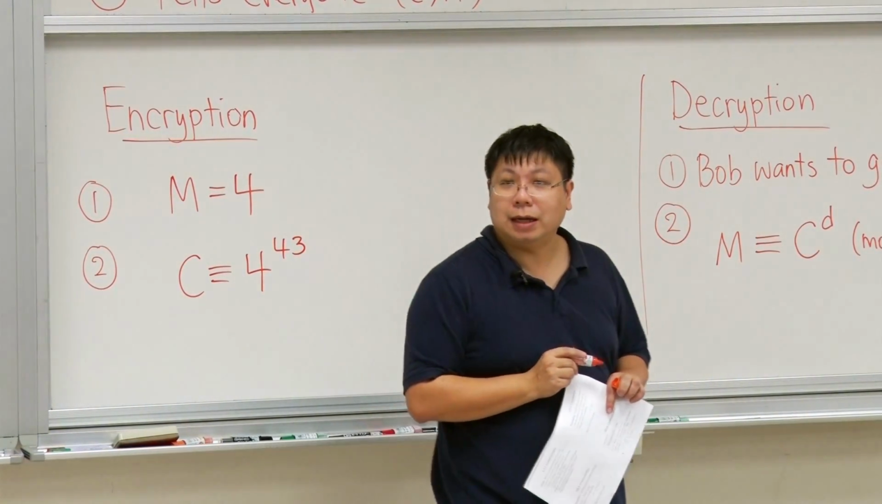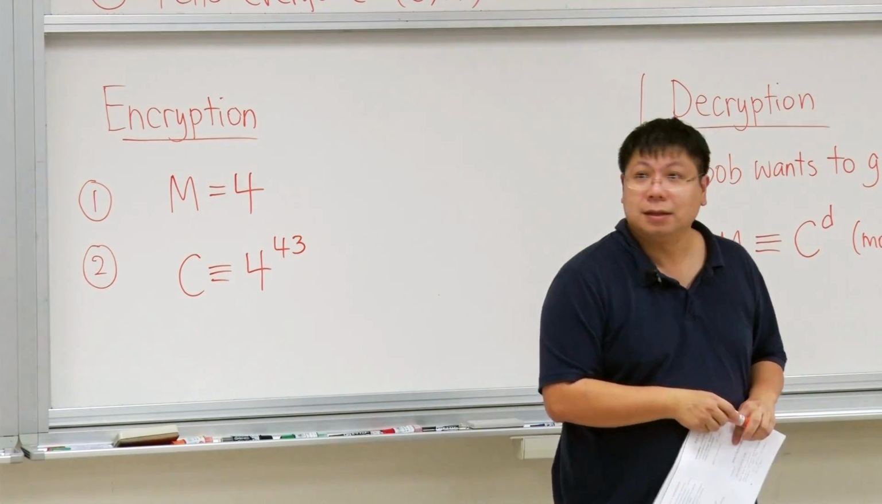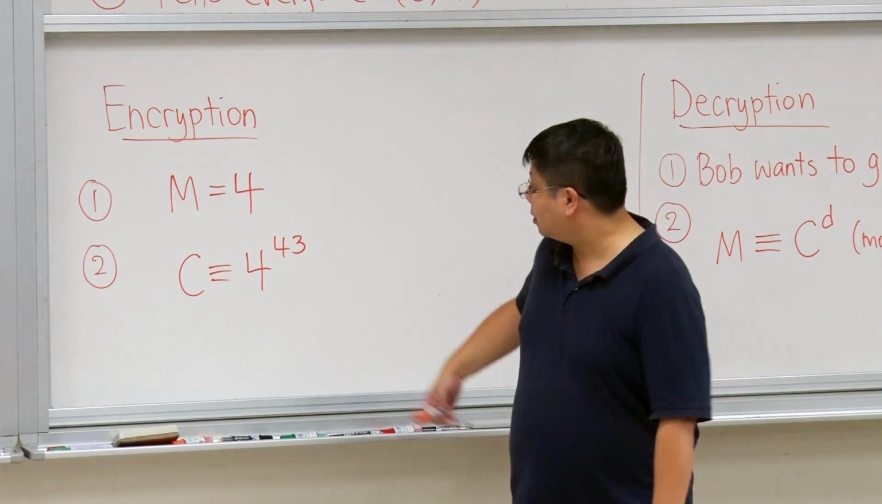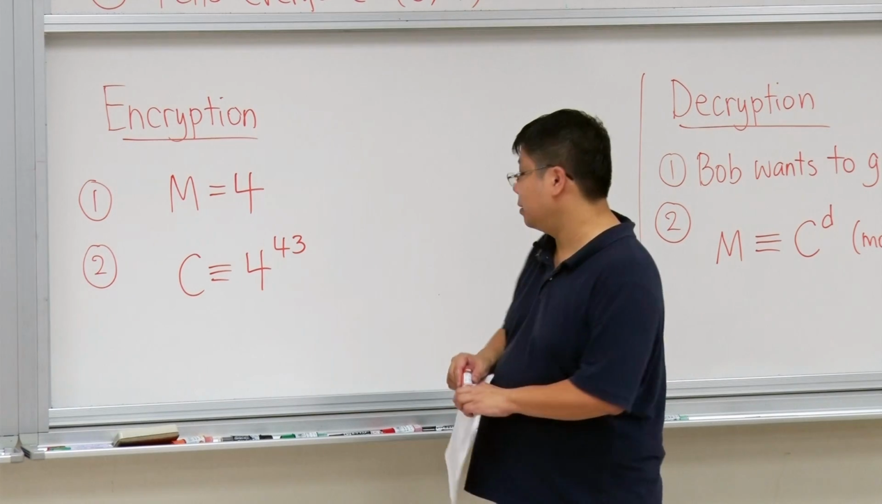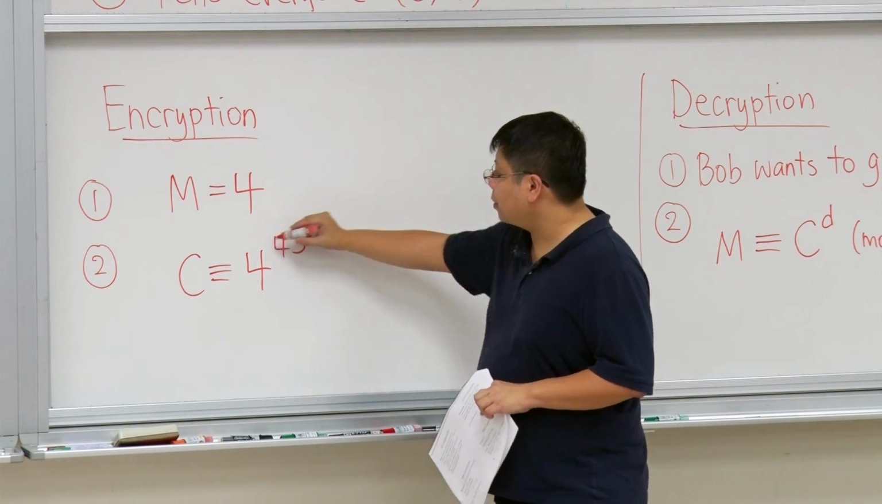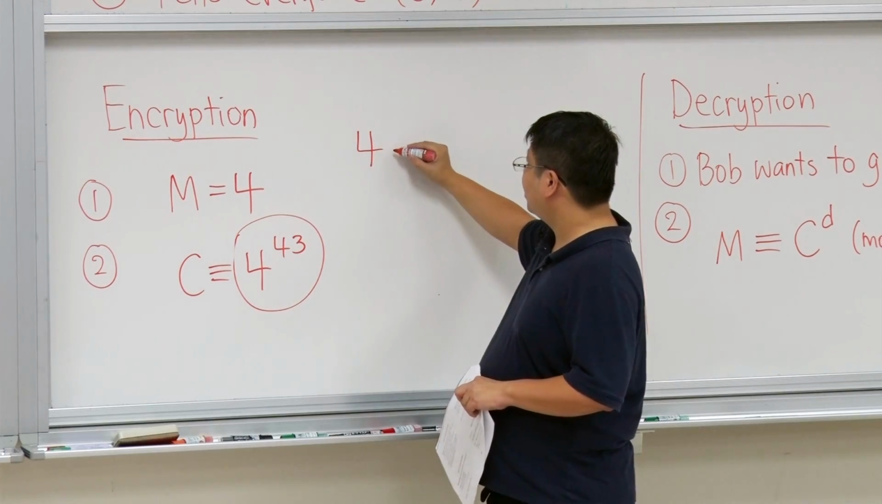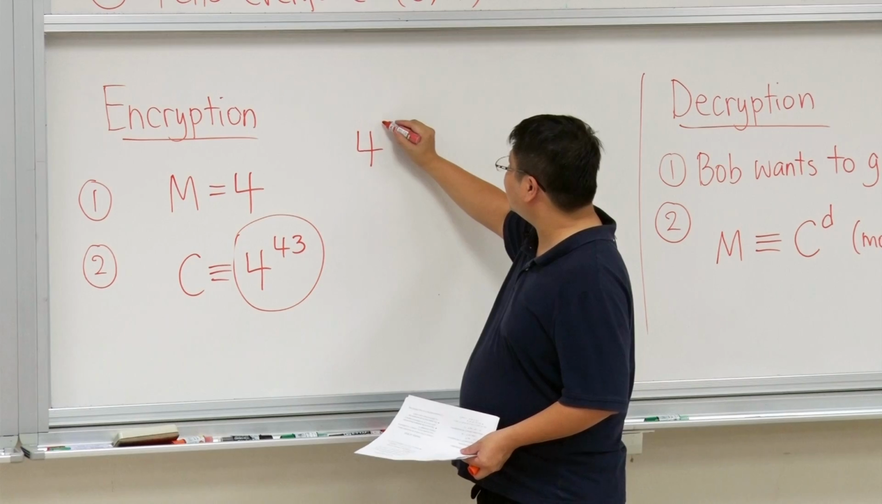How do we get this? Okay, you can multiply 4 by itself 43 times. This is one way, so it takes 43 steps. But you can do it a little bit better. So what is 43? Let's take a look at the binary representation of 43.